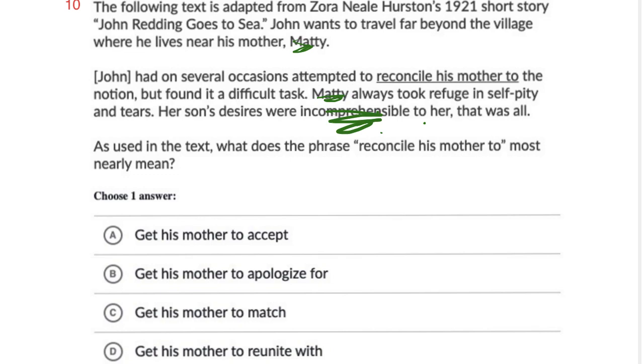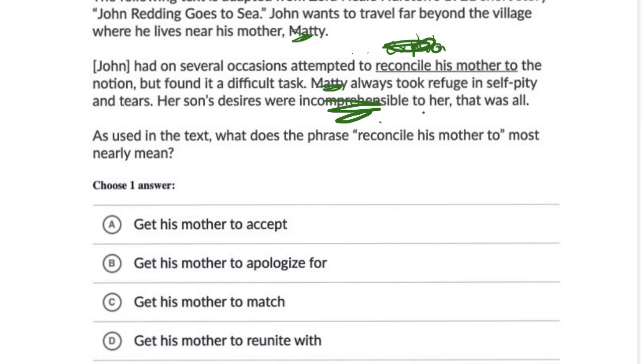That would mean that even though he tried on several attempts to explain the notion, but familiarize his mother, something to do with explain, get her to accept. Yep. So you notice here, I wasn't thinking, well, what would we see in the dictionary if we looked up reconcile? Because you're going to see a lot of different meanings, and that's going to be true whenever you get questions of this form. They underline something.